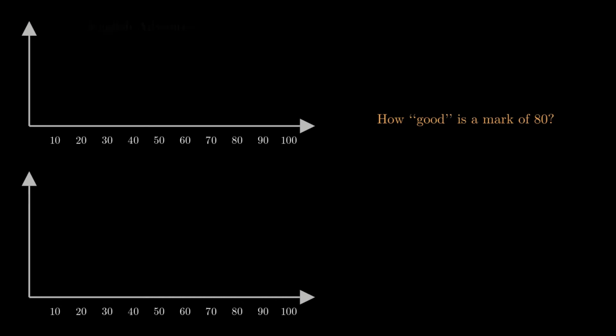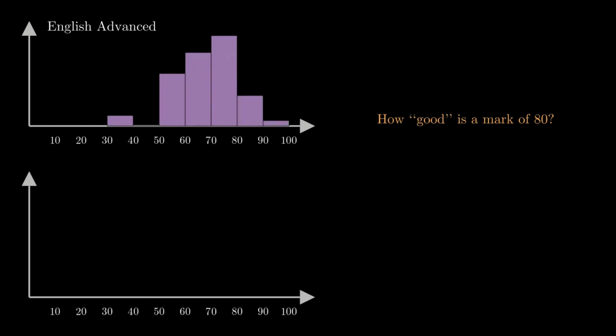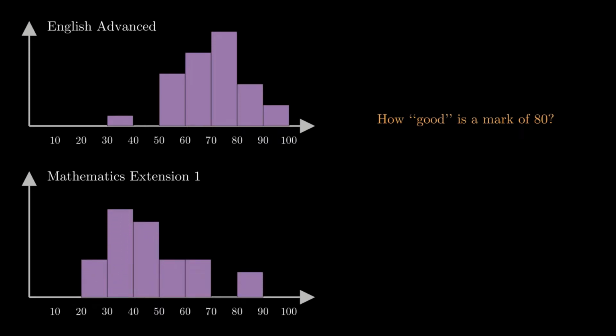So let's start by taking, say, Advanced English, with its distribution of marks across the grade looking something like this. And we'll compare that with Extension Maths, with its distribution of marks across the grade looking something like this. Now remember, we're asking how good a score of 80 is, and we can already sense that getting an 80 in Extension Maths would have been a much bigger relative achievement than getting an 80 in English, right? And you're doing quite well either way, but in the maths, you would have beaten almost your entire class.